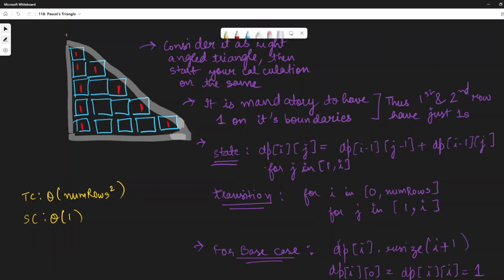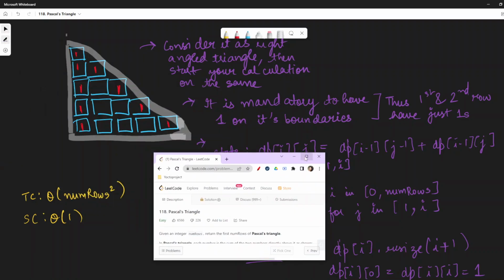Hello everyone, so today we are going to do the Leetcode daily challenge, Pascal's Triangle. Before going to this question, I would first like you to consider the given triangle as a right angle triangle. Then it would be much easier for you to solve the question. So now let's go to the question.